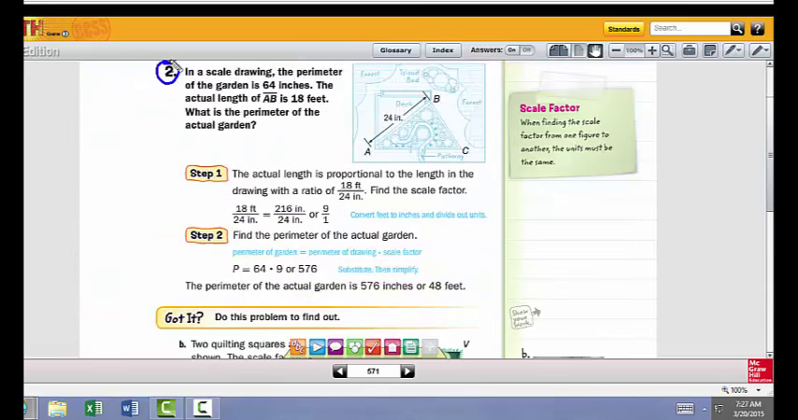And here's problem number 2. In a scale drawing, the perimeter of the garden is 64 inches. So I'm going to put right in here P equals 64. The actual length of AB is 18 feet.